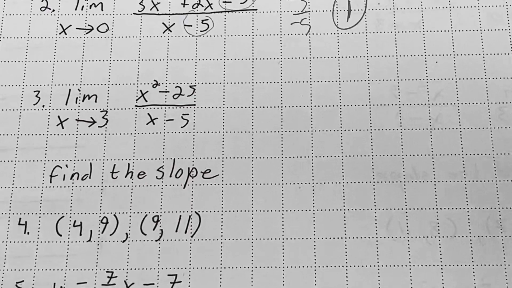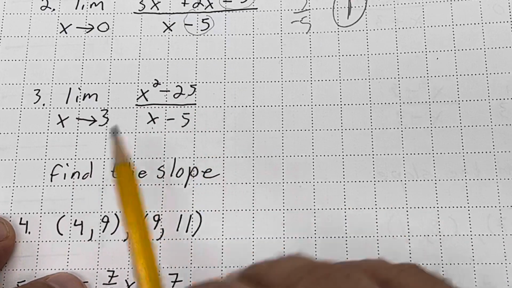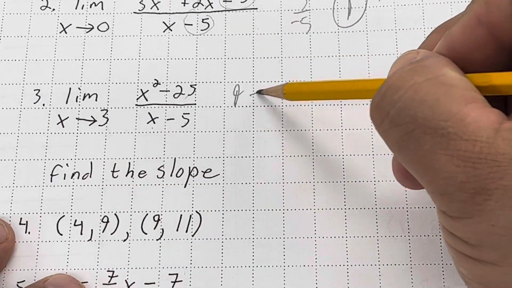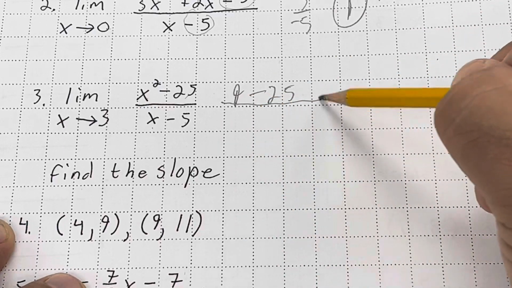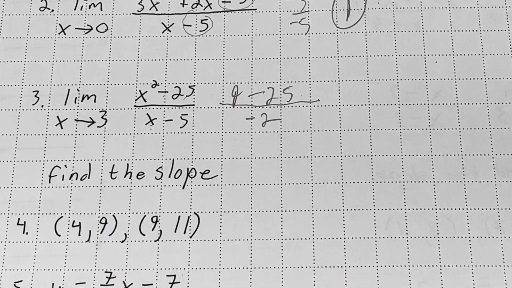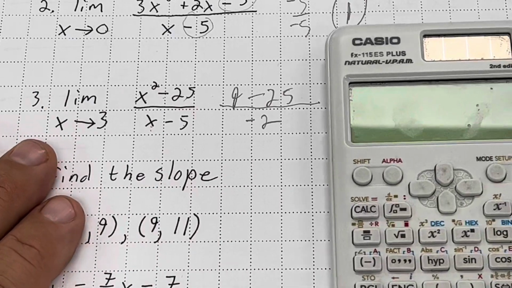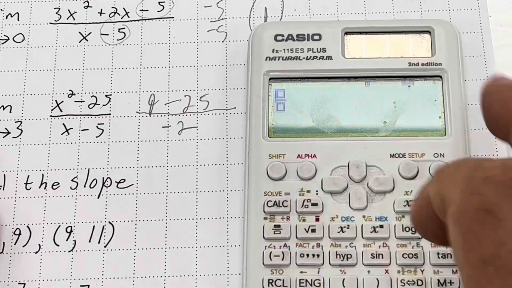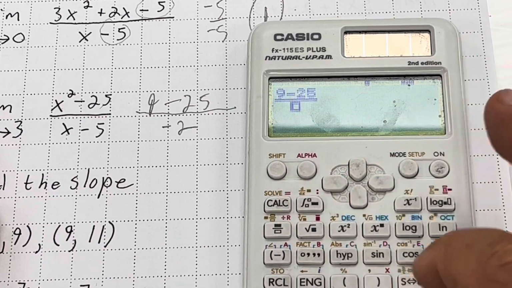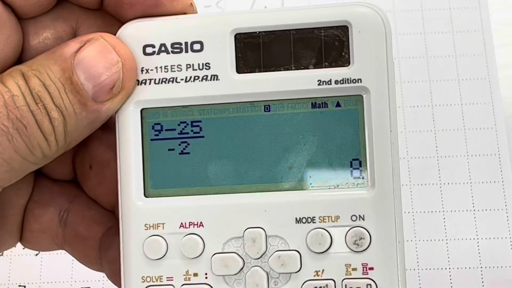Limit as x approaches 3 of x squared minus 25 over x minus 5. There's two ways of doing this. You could just plug it in, and that would give you 9 minus 25 over 3 minus 5, which would be -2. And then you would simplify that. I'm going to use the calculator. I'm going to plug in my fraction bar, my 9 minus 25, down arrow, divided by -2, and it'll grind it out for you. So it gives us just 8.